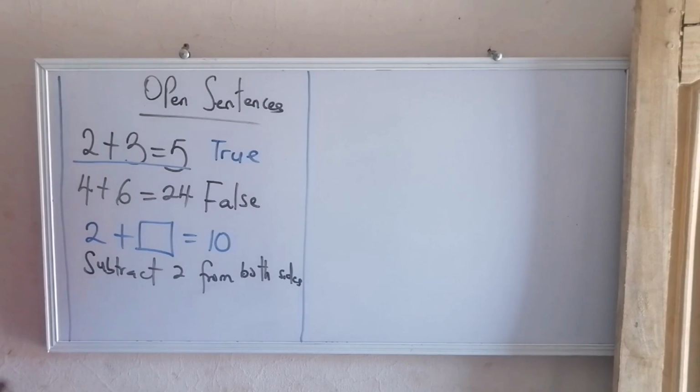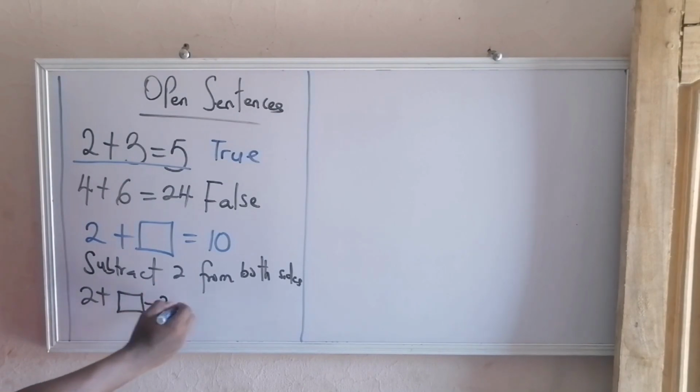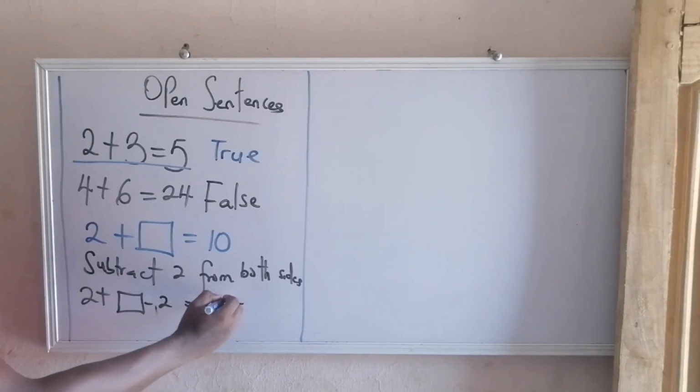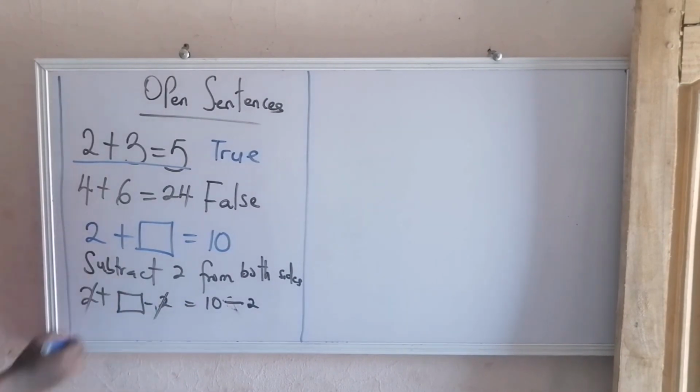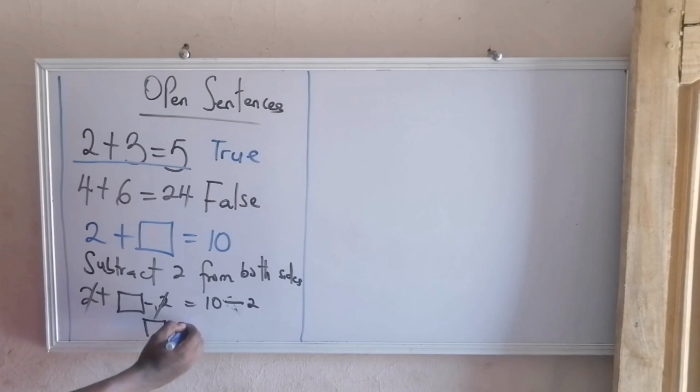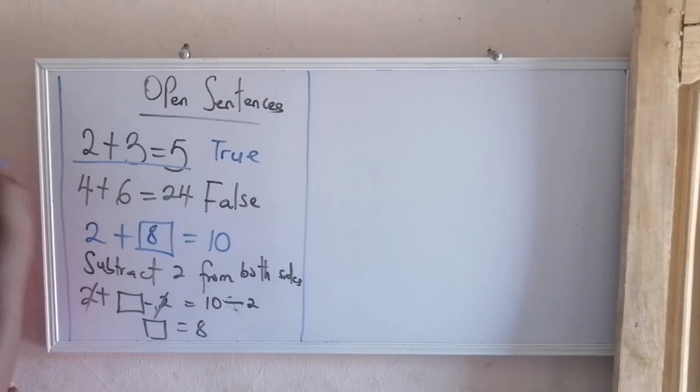If you subtract 2 from both sides, that will be 2 plus that box minus 2 equals to 10 minus 2. Now, this will cancel this, you are left with your box, and 10 minus 2 is 8. Now, what we just have, we are saying box is 8. It means that 2 plus 8 is 10. I think that's correct.